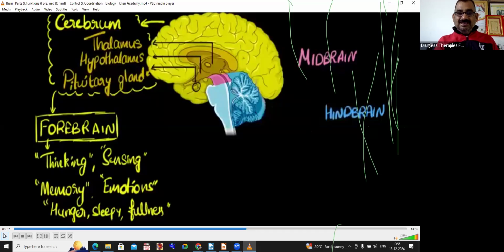Your point is correct. Here you can see hunger, sleepiness, and fullness also. When you say my stomach is full, that also will be known to us by this forebrain. So you can say that organ medicine number 20 will cover all this. It can be given for varieties of things.